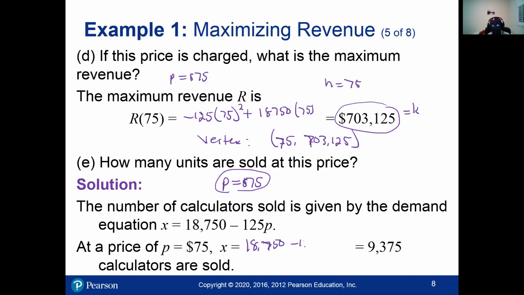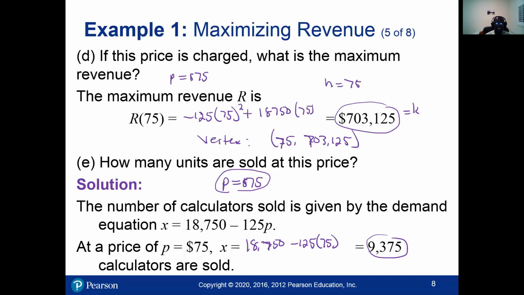Okay, minus 125 times what? 75. And then when you do that, you have what? 9,375. So it means that if the company sells each calculator at the price of $75, it needs to sell 9,375 of those calculators to get the maximum what? Revenue.